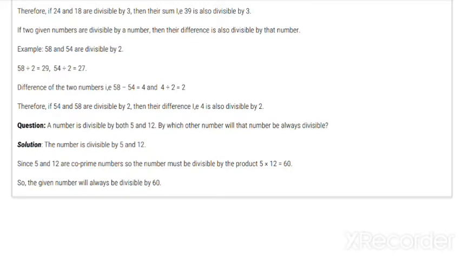So the number must be divisible by their product, that is 5 into 12 is equal to 60. So the given number is always divisible by 60.